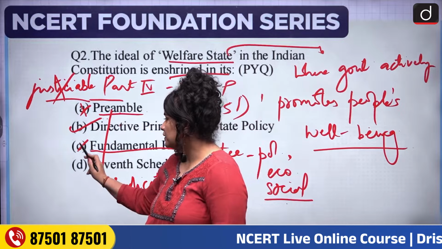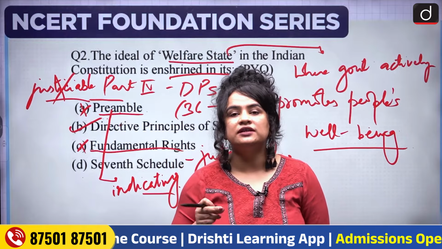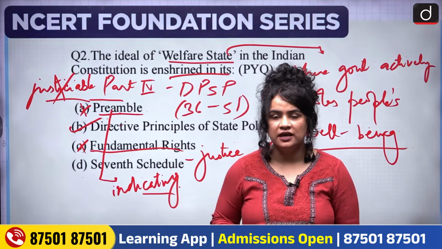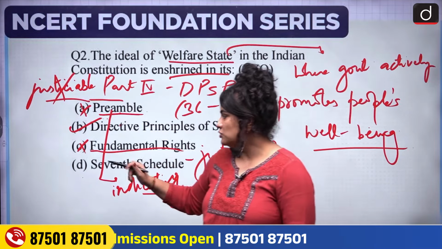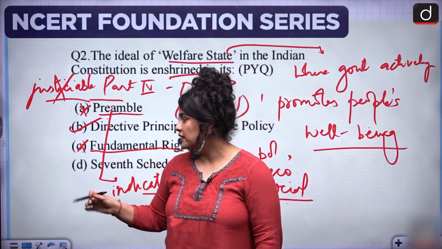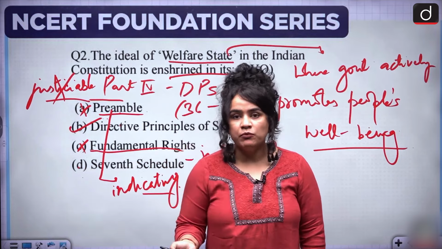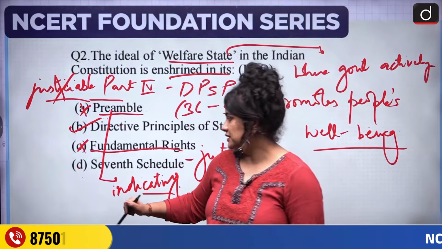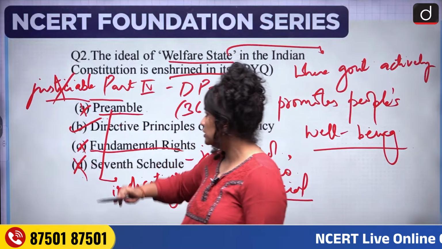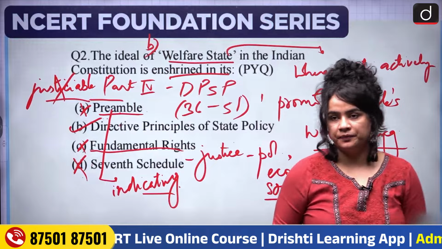And finally, D is 7th Schedule. Here you can see that the 7th Schedule talks about the division of powers, the 3 lists. And of course it does contain subjects like education, health, right? But it does not really embody the idea of a welfare state. So we have option B here as the correct answer.